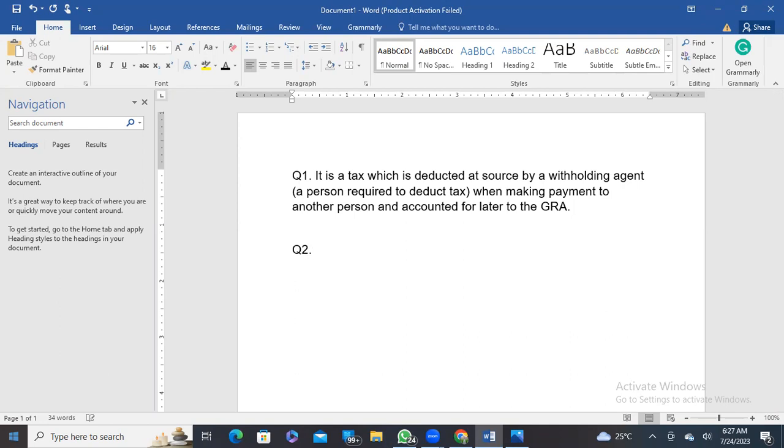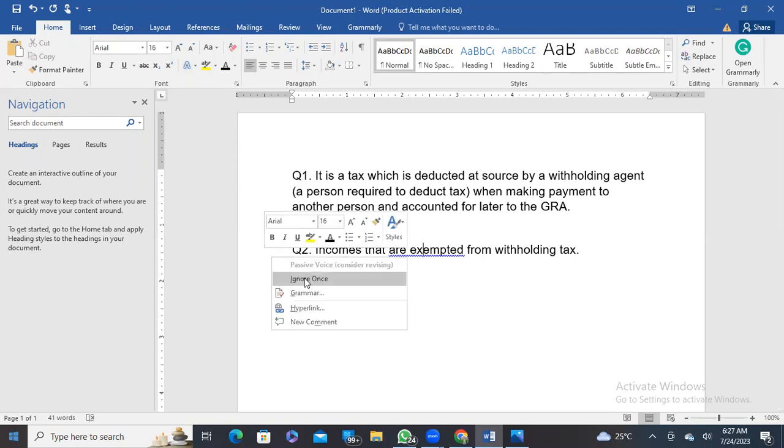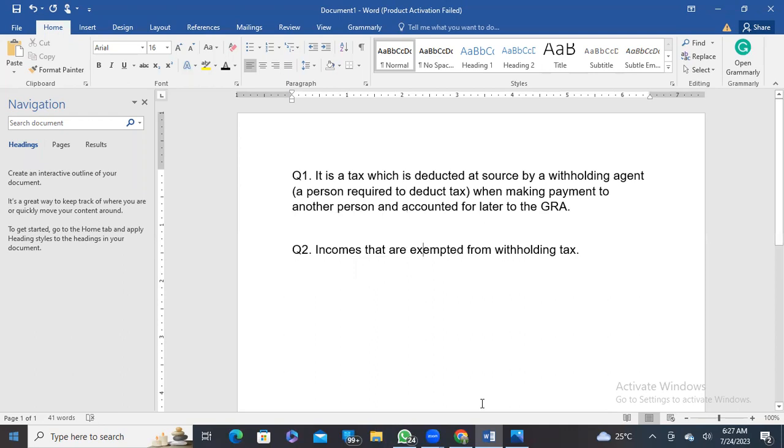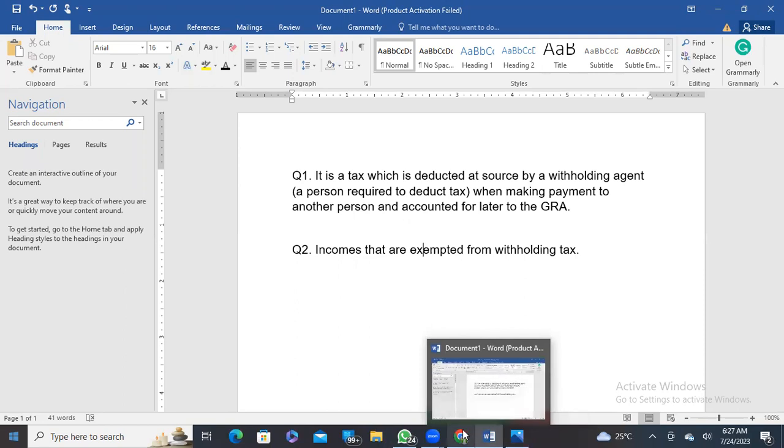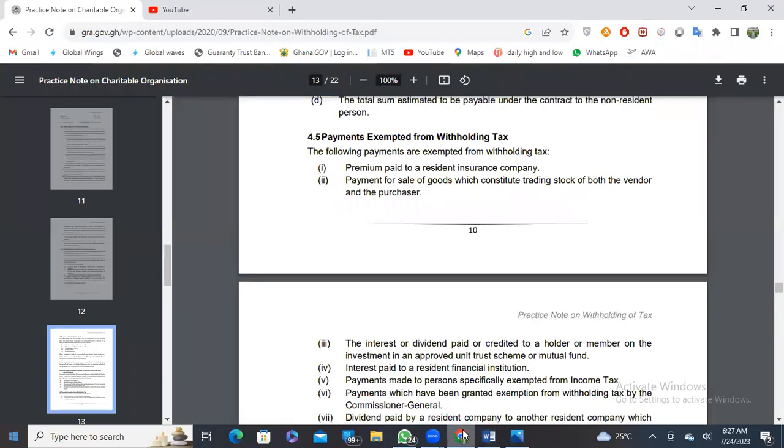Then you are being asked incomes that are exempted from withholding tax. So, incomes that are exempted from withholding tax: when a resident financial institution is paying interest to a resident financial institution, it is exempted from withholding tax. Premium paid to a resident insurance company is exempted from withholding tax.